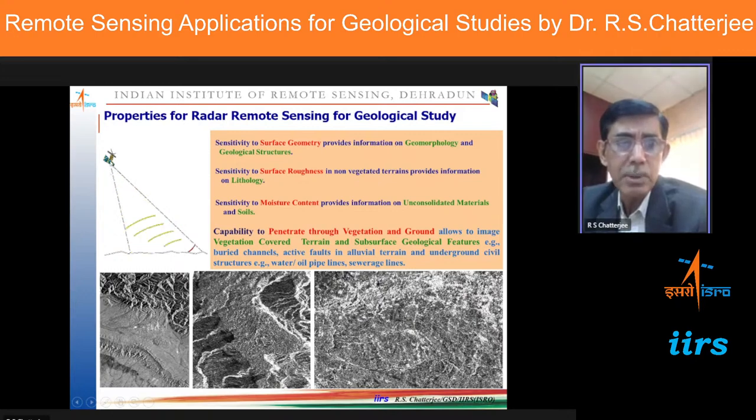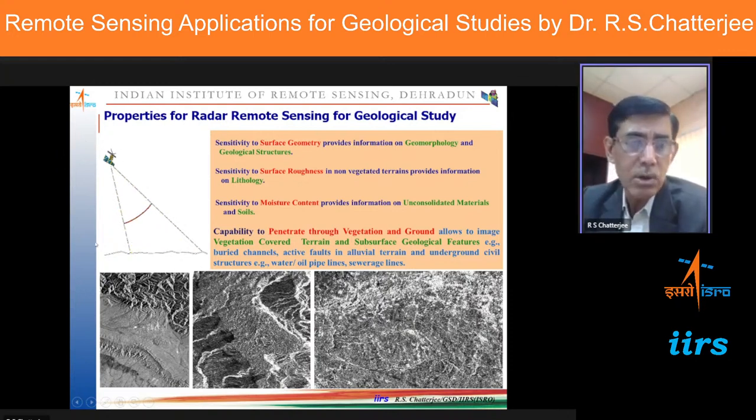Here the electromagnetic pulses are transmitted from the sensor itself. You see the red color, that is the pulse transmitted, and now it interacts with the Earth's surface. At different times it is reaching the Earth's surface at different distances, and it is returning at different times. That is the return pulse. So this is how radar remote sensing is done.